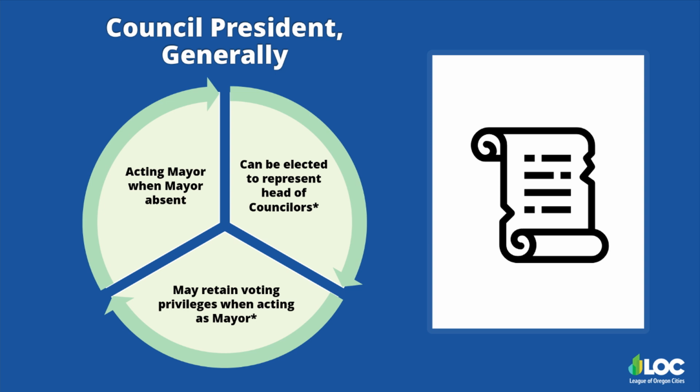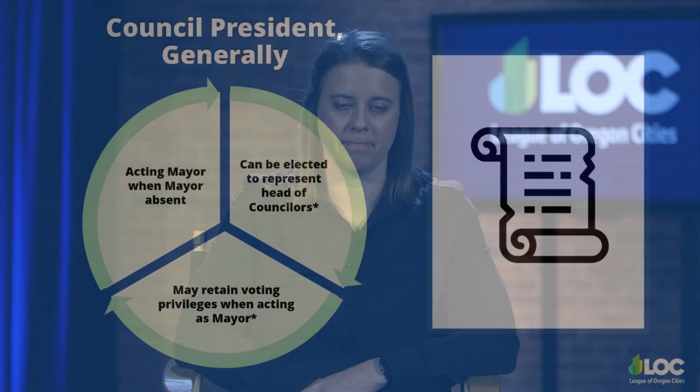Also found in your charter is going to be a clause on the council president. Generally speaking, I think of the council president as a substitute mayor, and so they are acting mayor when the mayor is absent. Sometimes in a charter, they have to be elected by the city council annually at the first meeting, for example. One thing to also note if you are council president is to check your charter as to whether or not you retain voting privileges when you are acting as mayor in your council president duties.